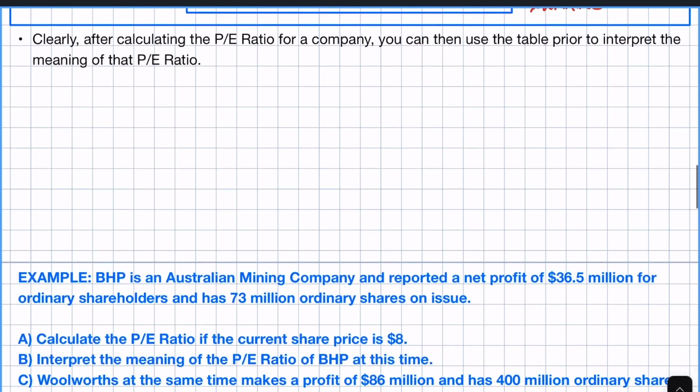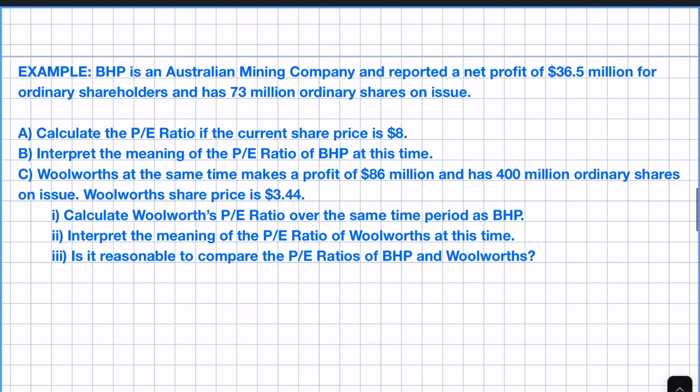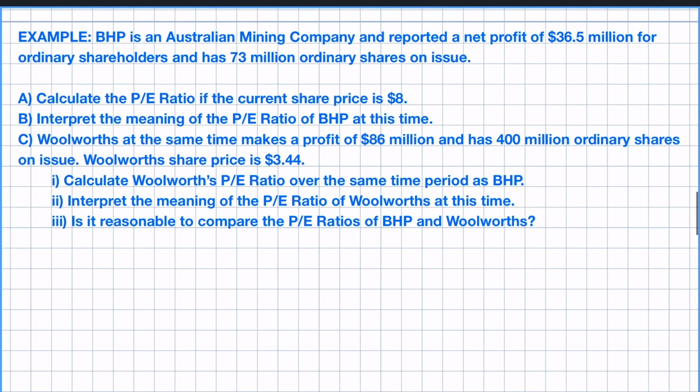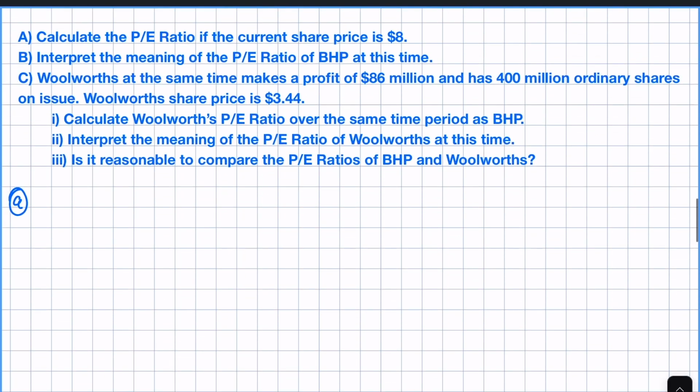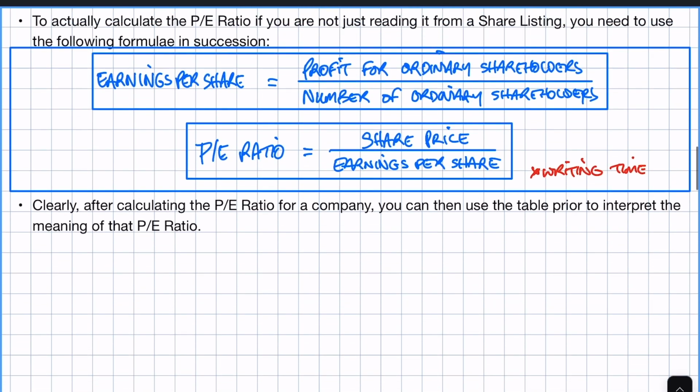All right, let's do it. So let's do an example. For example, BHP is an Australian mining company and reported a net profit of 36.5 million for ordinary shareholders and 73 million ordinary shares on issue. A, calculate the PE ratio if the current share price is $8. So you have to use the formulae in sequence. So you need to work out earnings per share first. Earnings per share equals, what do I need to know for the earnings per share, the profit, and I also need to know the number of shares.